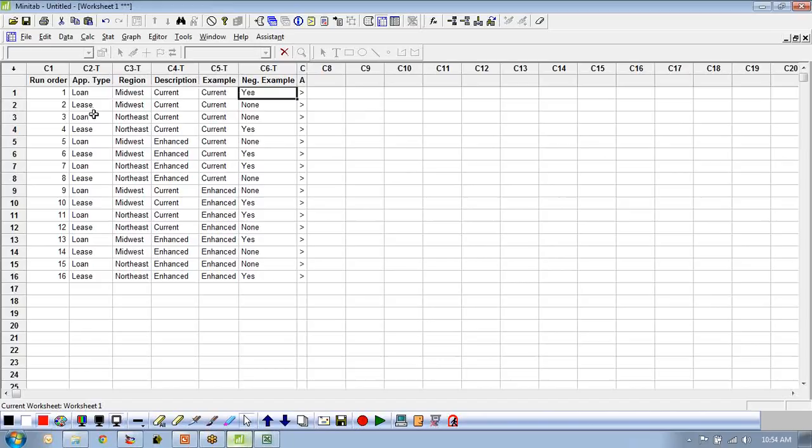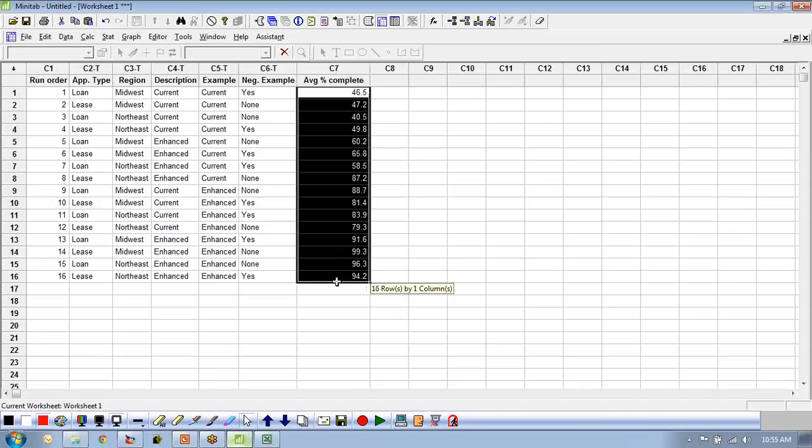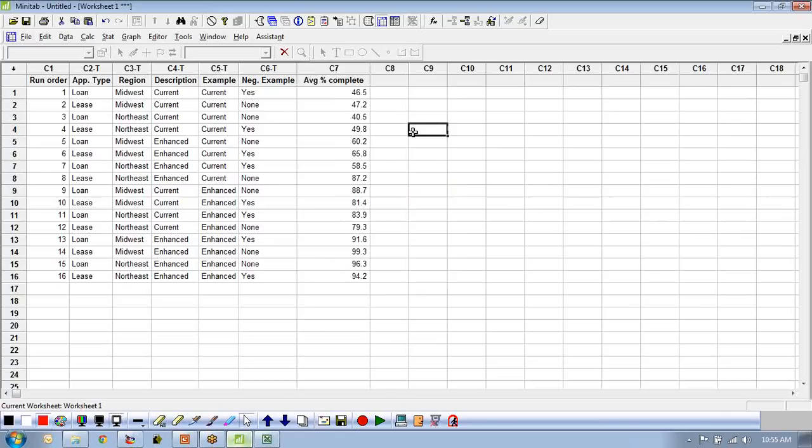And then we're going to send 100 more that are lease applications to the Midwest. We're going to use the current description, current example, and no negative example. That's almost like baseline, right? And then we're going to have 100 more. We're going to send out 100 loan applications to the Northeast using current, and no negative example, and so forth, okay? When they did all that, they got a response back, and they looked at the percent complete, okay? Hopefully that makes sense in your brain to what was happening.